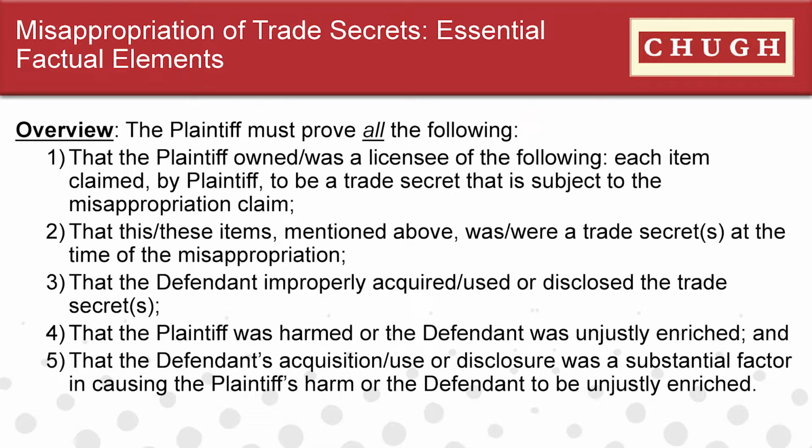Here are some of the essential factual elements the plaintiff must prove. Again, the plaintiff in some way, shape, or form owned or was a licensee of this trade secret, that the defendant improperly acquired the same thing, and the defendant was unjustly enriched by using the trade secret. So for example, with a customer list, the defendant acquires it, and now they're calling up the customers, they know the pricing, and they pretty much undercut the plaintiff, right?